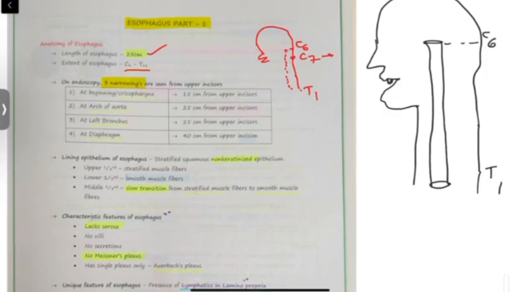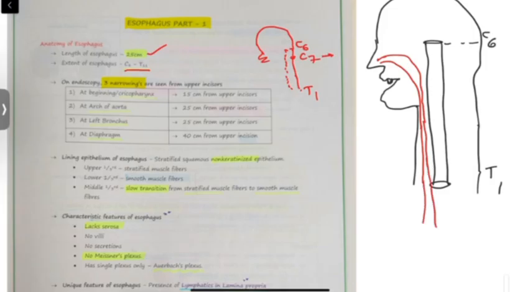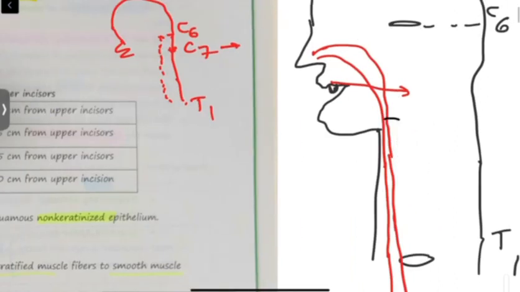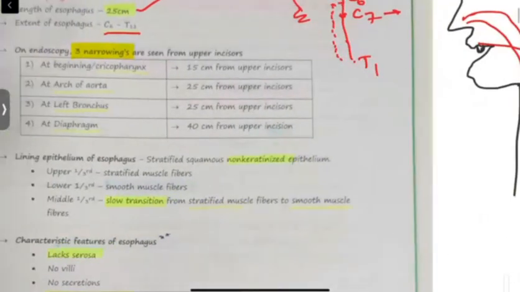The first is at the cricopharynx, that is the cricoid and pharynx. In front of the esophagus is the trachea, which goes down and then divides into two bifurcations connecting to the lungs in the thorax. It starts from the nose, nasopharynx, and the trachea goes down, and at the level of T4 there will be the bifurcation. From the upper incisor, at around 15 centimeters is the first narrowing of the esophagus, basically a constriction. Where the cricoid is, the esophagus will be constricted. Then the next one is at the arch of aorta, at the level of T4.